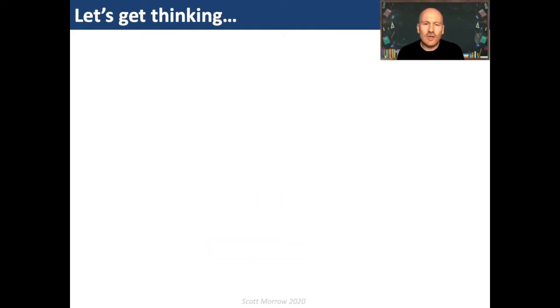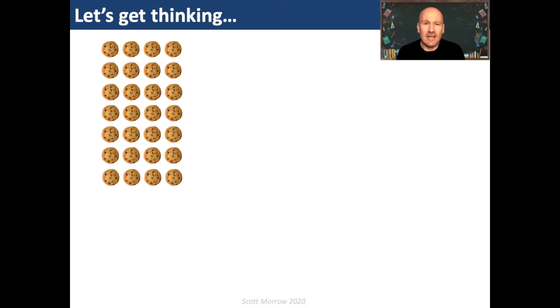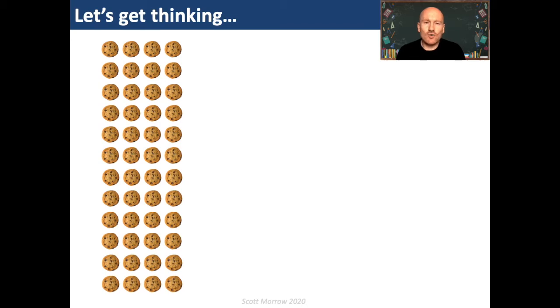Let's use those cookies to help us have a look at the 4 times table. Now, let's not worry too much about that word times. Let's set out our cookies in equal rows. We're going to make an array. So there you can see we've got 1 row of 4, 2 rows of 4, and so on all the way down to 12 rows of 4. So we've got an array there that is 12 rows and there's 4 cookies in each row.